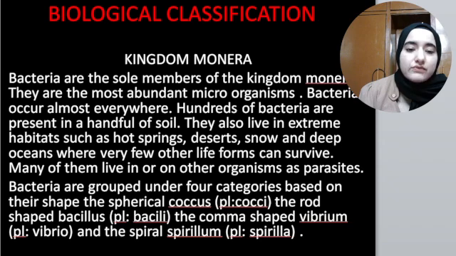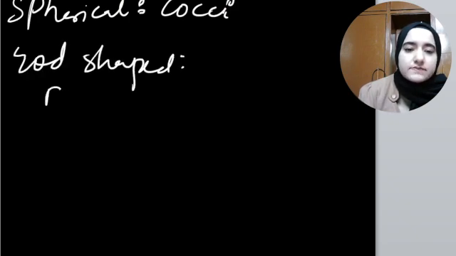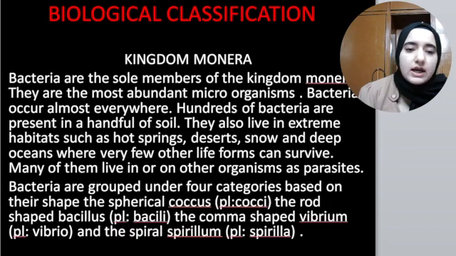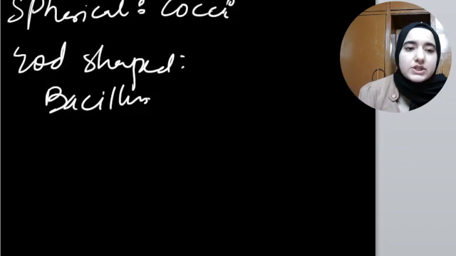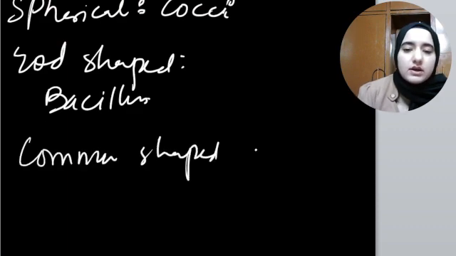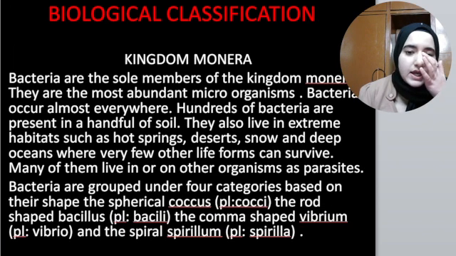We have so many bacteria grouped in so many categories. For example, spherical ones are known as cocci. Spherical shaped. We have rod shaped bacteria. They are bacillus. We have comma shaped bacteria, comma shaped like this. The example is vibrio.